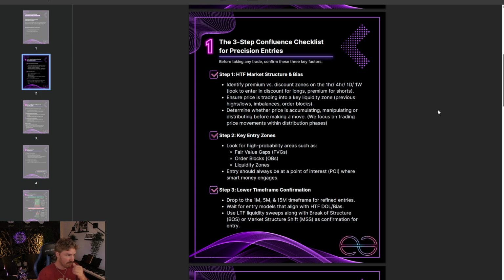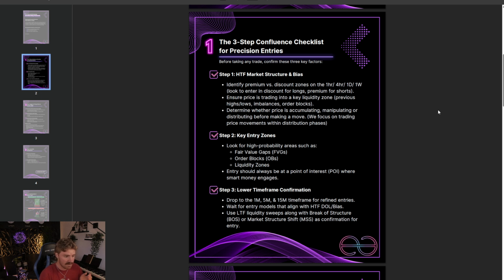Okay, and then we're looking for key liquidity, external liquidity. The hourly, the 4 hour, the daily, the weekly. That's external, okay? Where is price targeting? Previous day highs, lows. Previous week highs and lows. Asia highs and lows. London highs and lows. Right? 4 hour highs and lows. We're looking for good market structure.